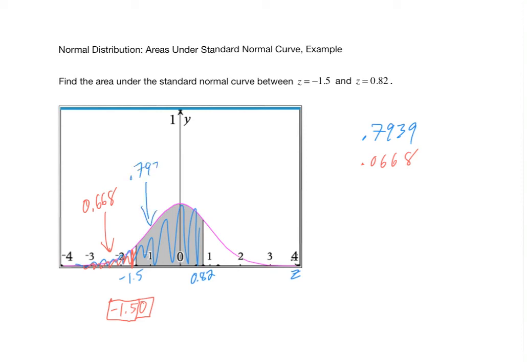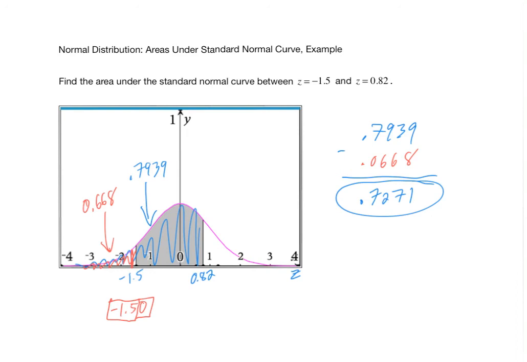So neither of those is our answer. However, if you take all the blue and subtract off this red, then that would give you just this part in gray, which is what we want. So our answer is going to be 0.7939 minus 0.0668, and we get 0.7271. That is the area in gray between z equals negative 1.5 and z equals 0.82.